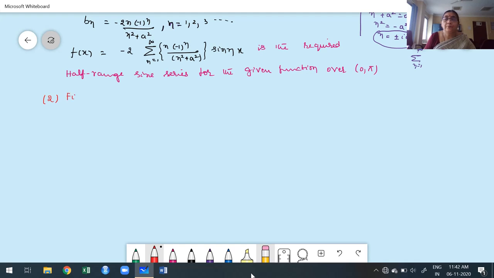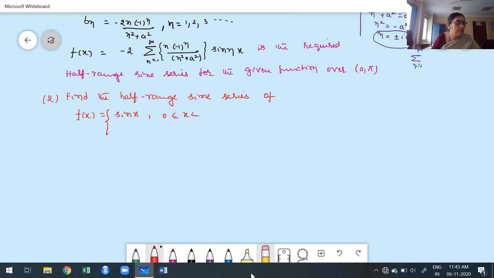Find the half range sine series of f of x equals sin x for 0 less than or equal to x less than pi by 4, cos x for pi by 4 less than x less than or equal to pi by 2.